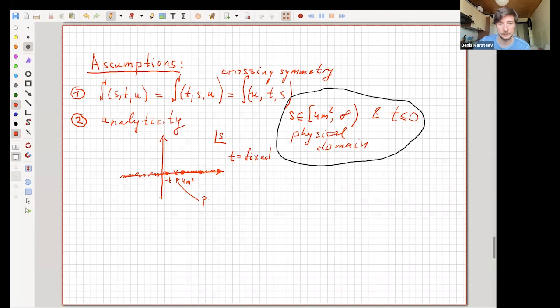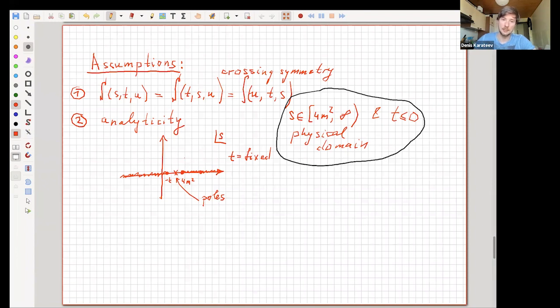Some poles. Okay. That's what we can deduce from unitarity and crossing: analyticity. However, in the rest of the complex plane, there could be other branch cuts, other poles. And in general, we don't know what is happening there.